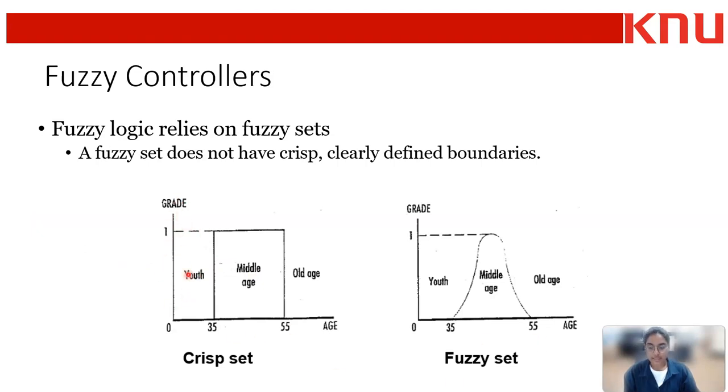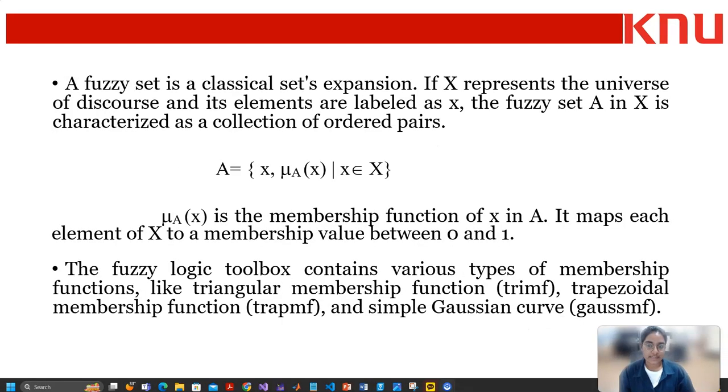As you can see in the figure, we have a crisp set and a fuzzy set. In the crisp set we have three crisp divisions of youth, middle and old with accurate values of exclusion and inclusion, while in the fuzzy set the boundary is rather blurred and there are no definite values, only a range of relation values. So moving on, a fuzzy set is a classical set's expansion.